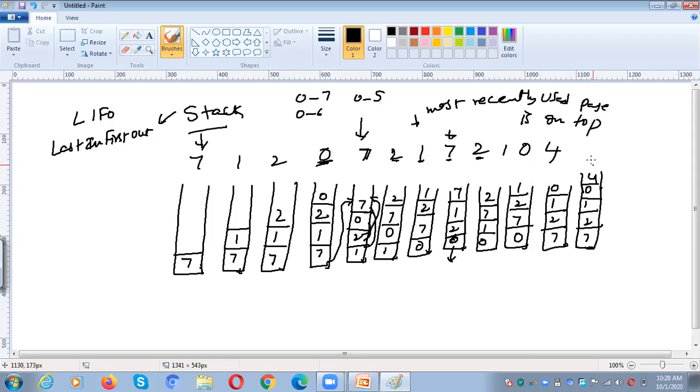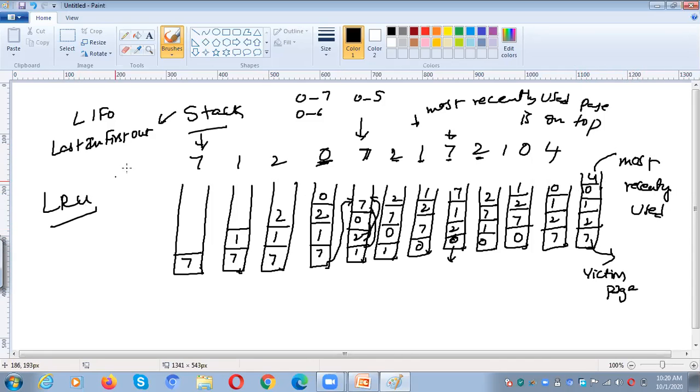Likewise, whenever there is a replacement, whenever there is a reference string, automatically the last page in the stack will be considered as the victim page, and the top of the stack will be considered as the most recently used. Okay, so these are the two techniques in the LRU. The second technique is a stack, and the first technique is maintaining a counter.